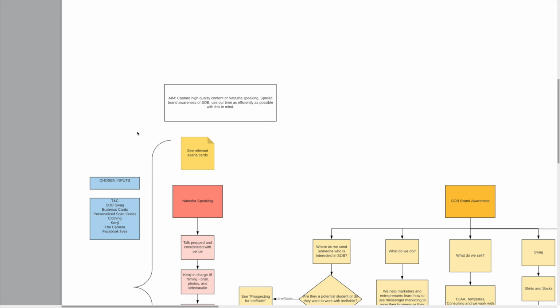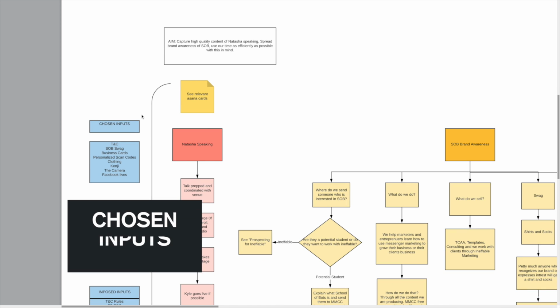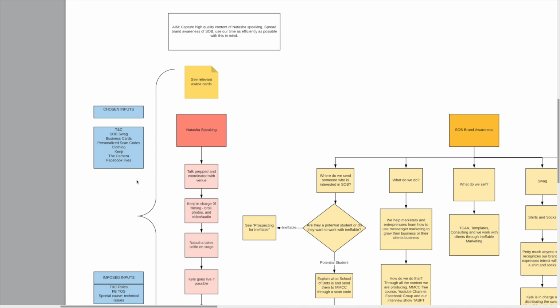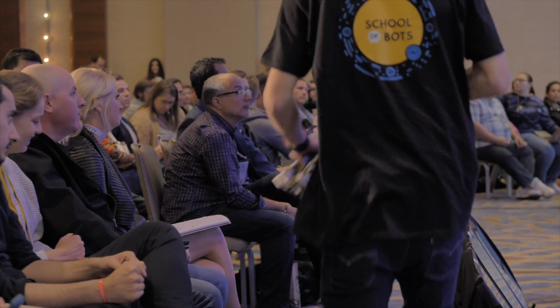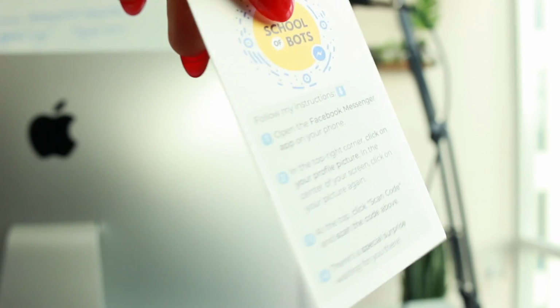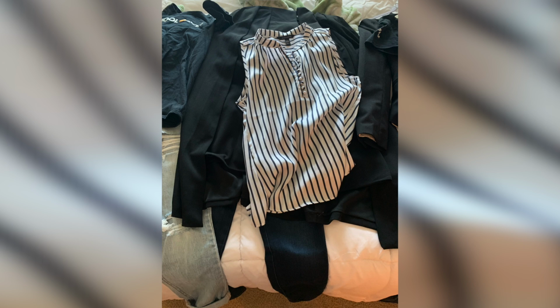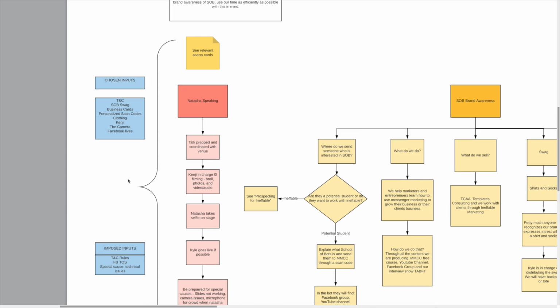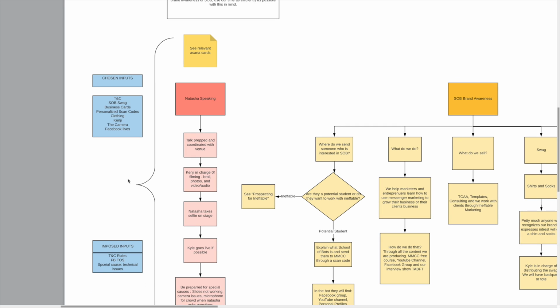Now our first variable here that we're going to be talking about in our system is going to be our chosen inputs. Now chosen inputs can be thought of as things that you're choosing to bring into the system. Some of our chosen inputs for traffic and conversion were obviously the conference itself, traffic and conversion, our School of Bots swag, our business cards, our personalized scan codes, the clothing that we chose to wear that day, Kenji, which is the videographer that we hired to follow us around and film that content, the camera that I had to get some extra content, as well as the Facebook Lives that we had planned. Now again, those are inputs that we're choosing to bring into our system here.